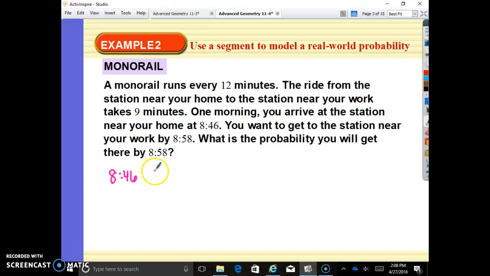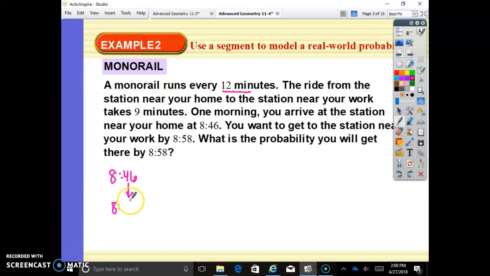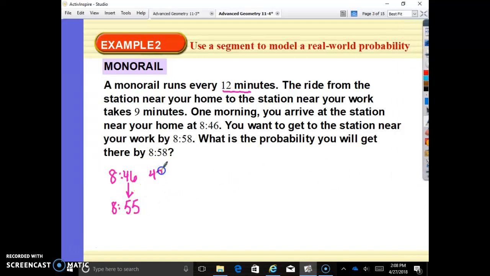So it says you arrive at 8:46. It runs every 12 minutes, so it could get there at 46. If it got there at 8:46, that puts you at work 9 minutes later, at 55. If it got there at 47, you get to work at 56, 57, 58. So you need to get there by 58. So it has to come within the first 1, 2, 3 minutes of you being there.